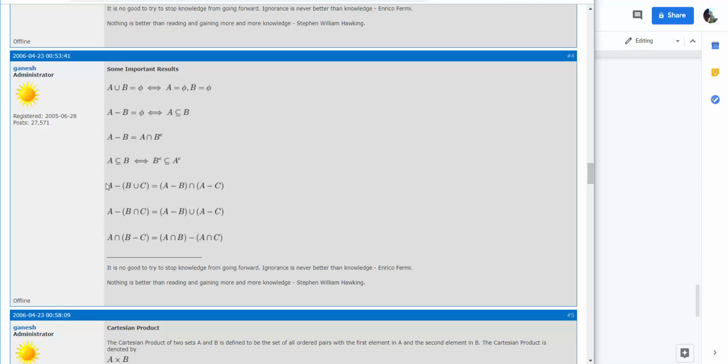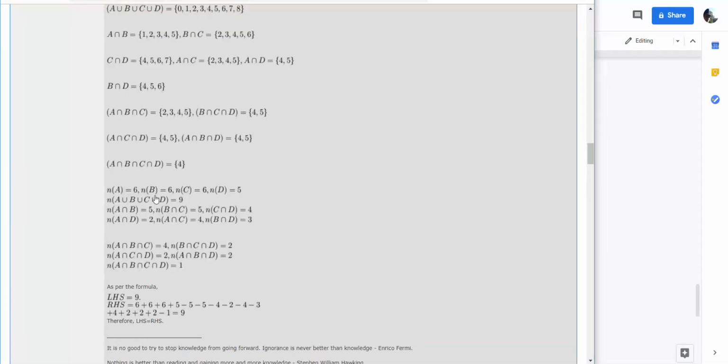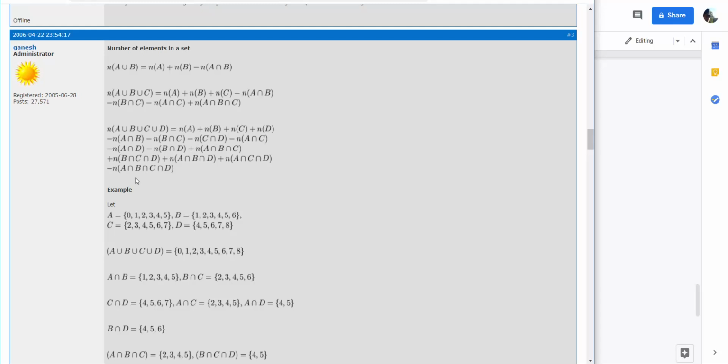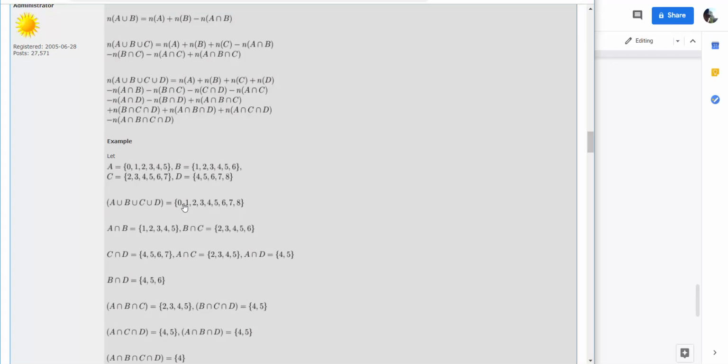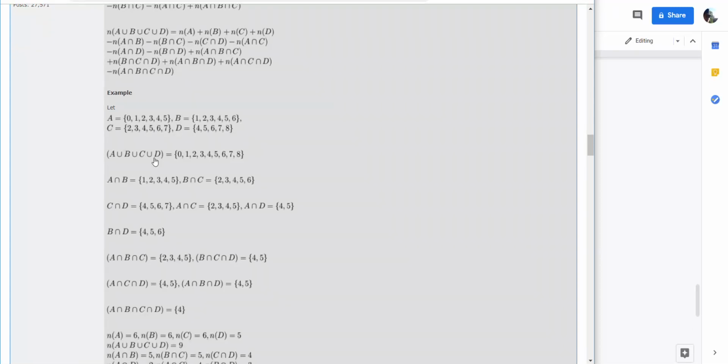So these laws, you could prove them using the same approach done here. For example, you have A, B, C, and D, the list of elements in A, the list of elements in B. We've done this in the previous video, so I'm not going through all of it. I'm just trying to quickly recall what we've done. So the union of A, B, and C is all the elements together, eliminating the duplicates, and then A intersection B, B intersection C, and C intersection D.